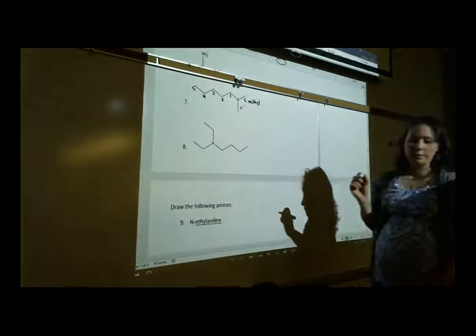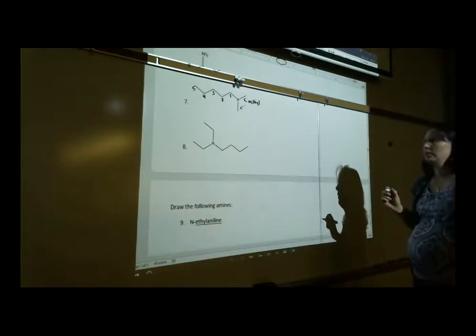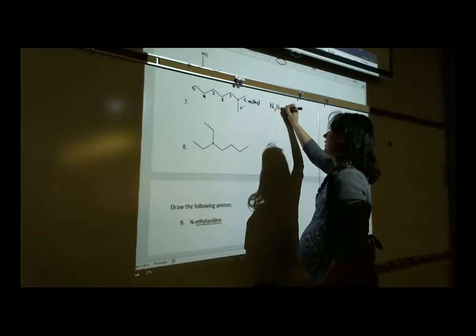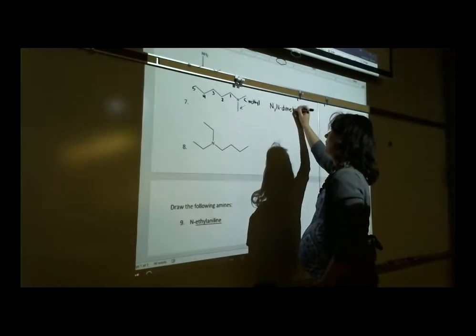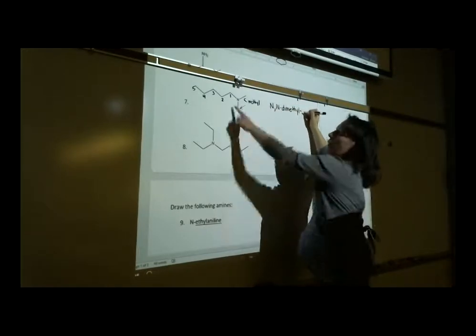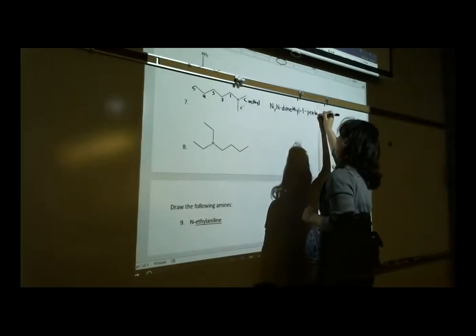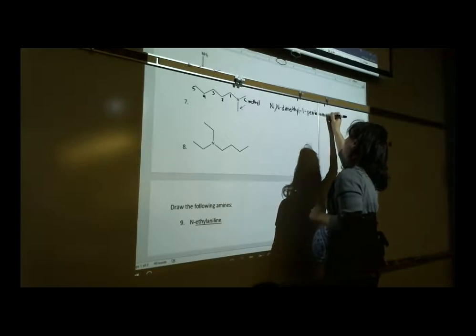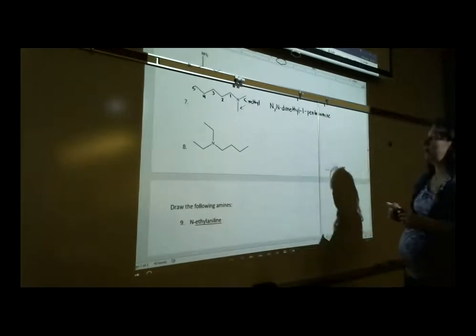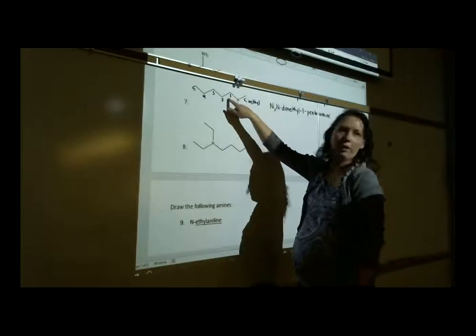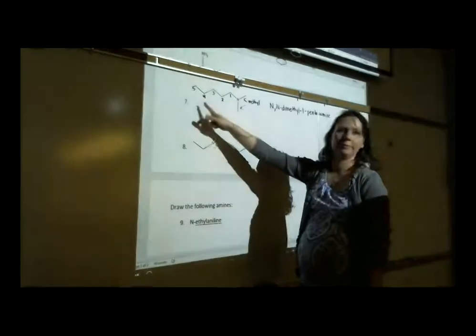So what would the name of this be? Close. N-dimethyl. You forgot the 1. 1-pentanamine. Right? You need that 1. Because this whole thing is sitting on carbon number 1 of the chain.